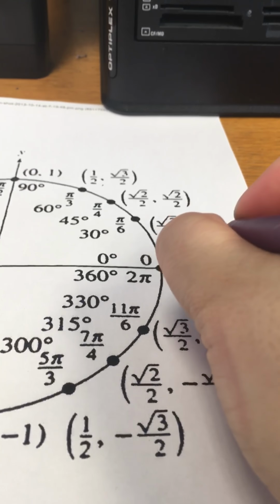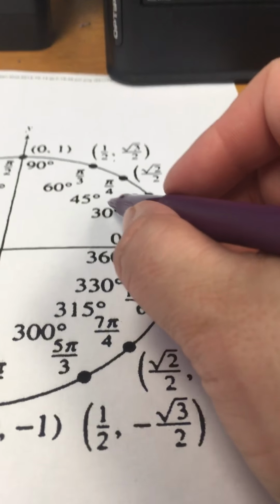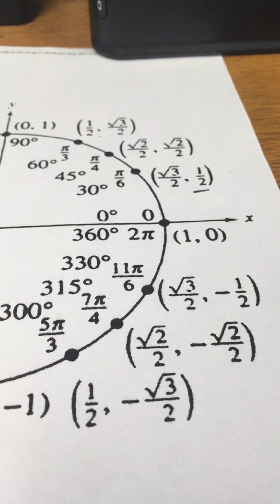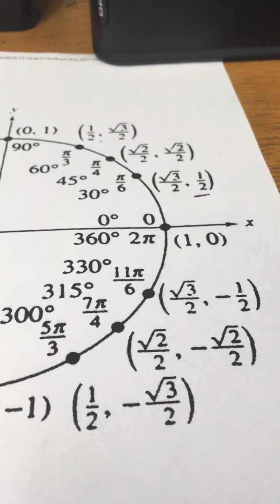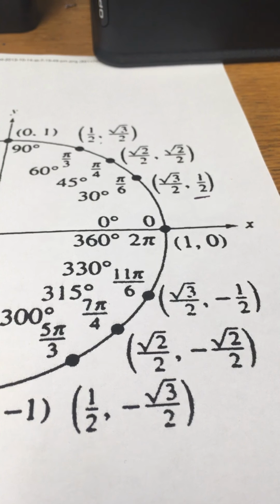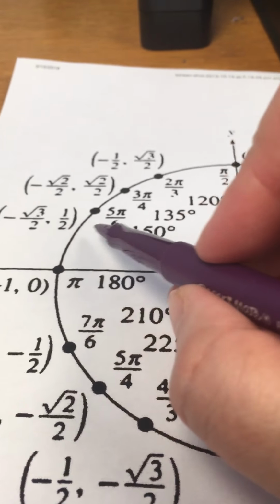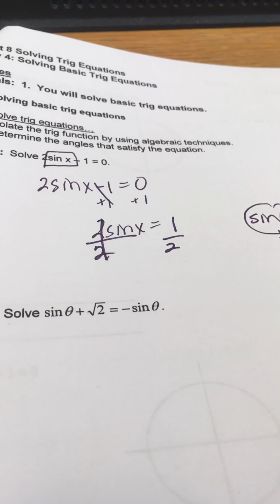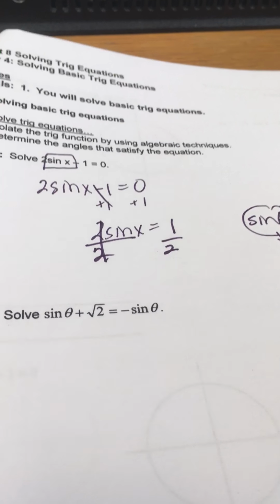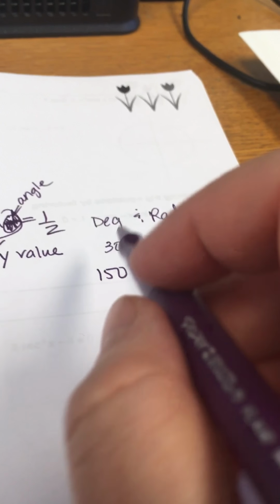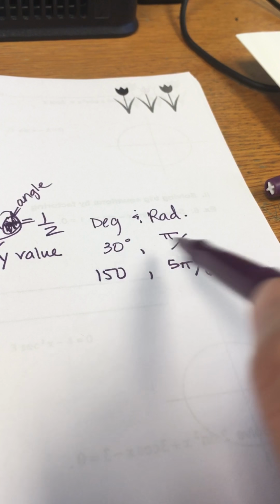All right, so positive 1/2. If you have filled out your unit circle, it actually tells you both right away. So I have 30 degrees, which is pi over 6. And then I also have 1/2 for the y value at 5 pi over 6, which is 150. All right, so these are my initial values.